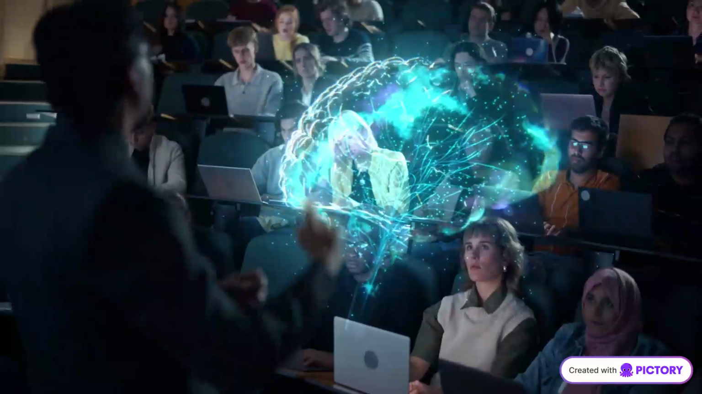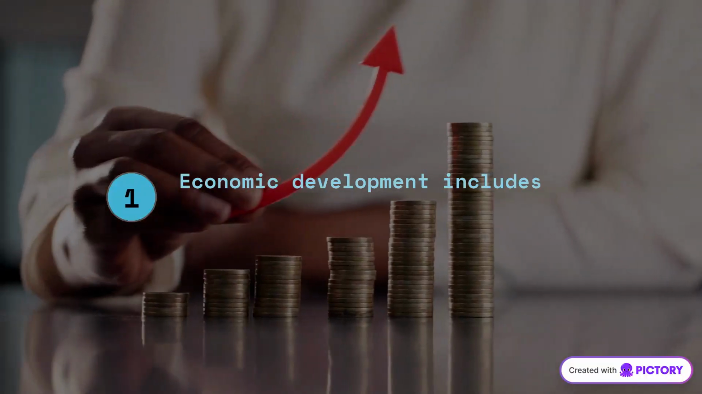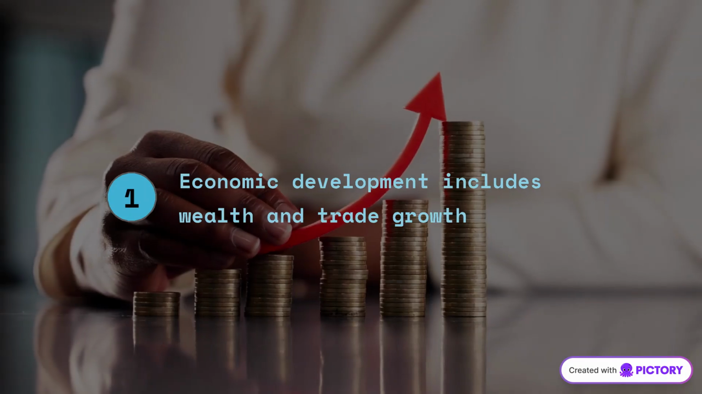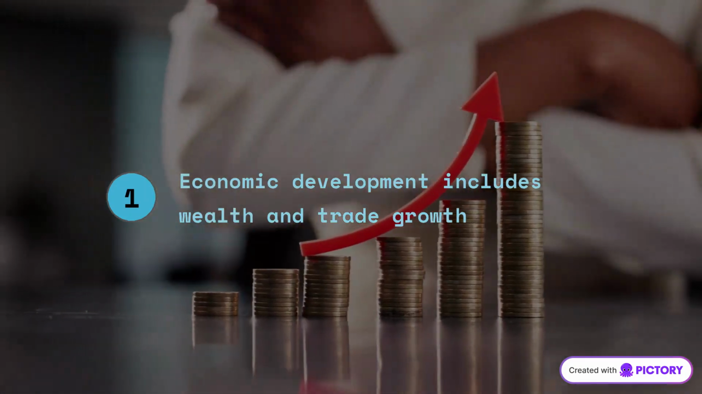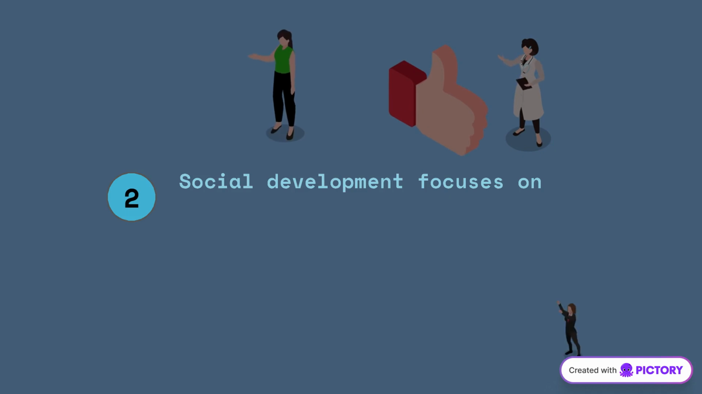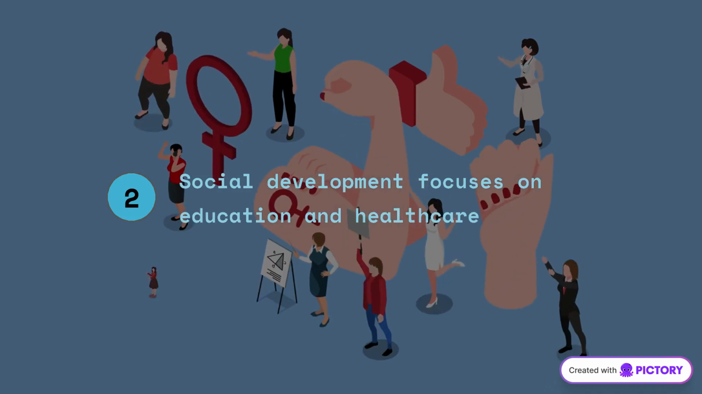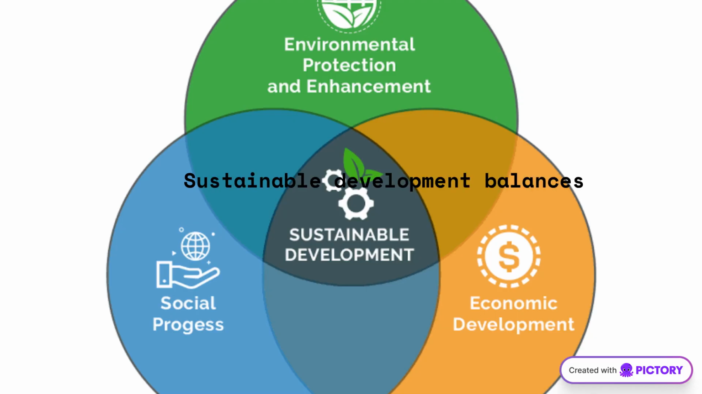Development is multidimensional. First, economic development includes growth in wealth, industry, and trade. Next, social development focuses on education, healthcare, and gender equality. Lastly, sustainable development strives for balance between economic growth, social improvement, and environmental health.